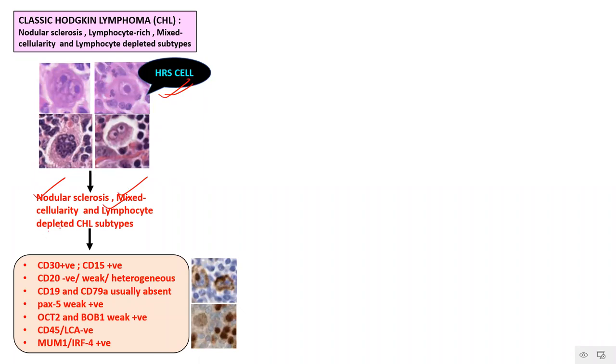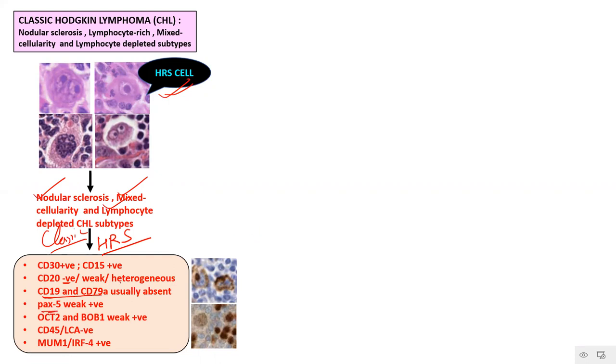But let's talk about the classic IHC appearance of the Hodgkin-Reed-Sternberg cell. As we know, it's positive for CD30 as well as CD15. CD20, that is a B cell marker, is often described as negative, but it can be weak or show a heterogeneous pattern of expression. The other B cell markers like CD19 and CD79A, however, are usually absent.